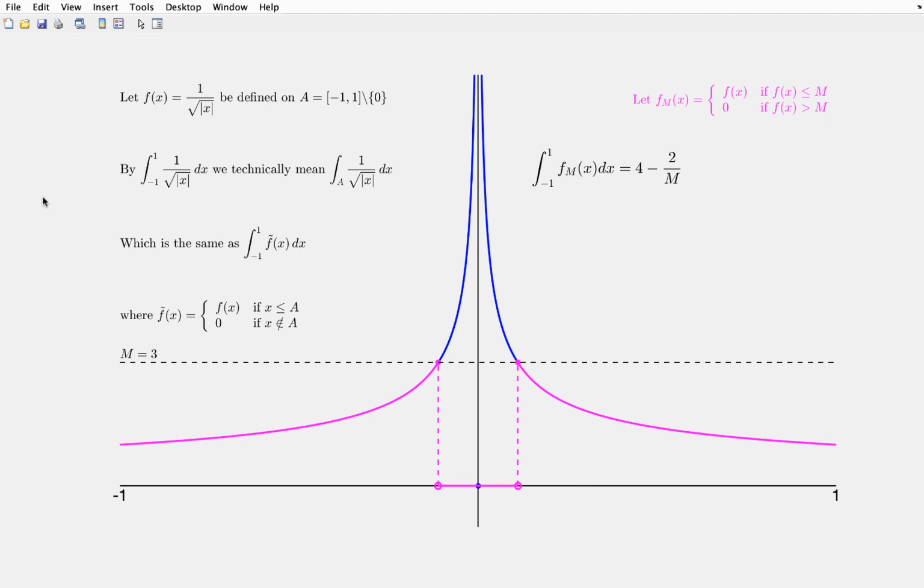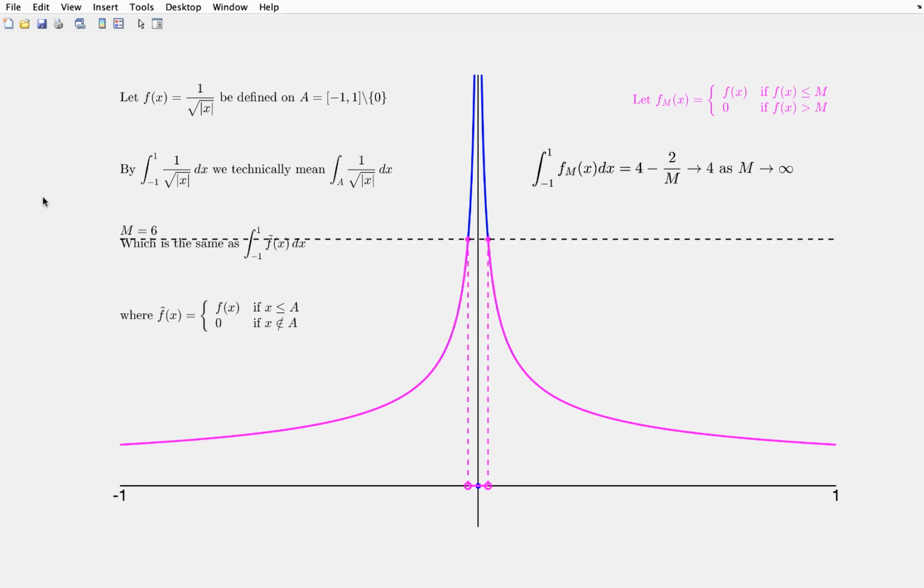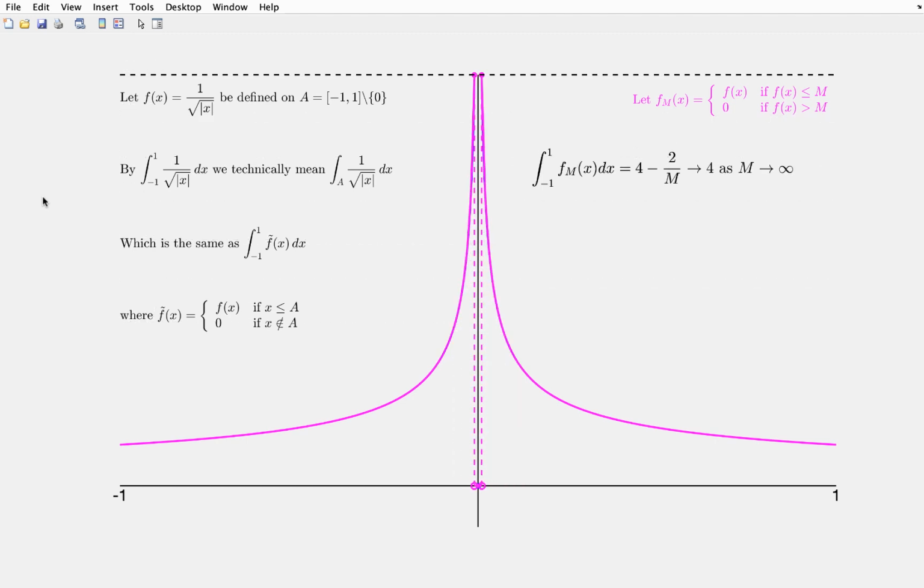So if I integrate fm from -1 to 1, in other words, the area under that magenta line, I get 4 minus 2 over m. And if I take the limit as m goes to infinity, then that just converges to 4. Which makes sense because this function is just a reflection of the previous one over the y-axis. So, of course, our integral should be double the answer from the previous example. And we have our answer.